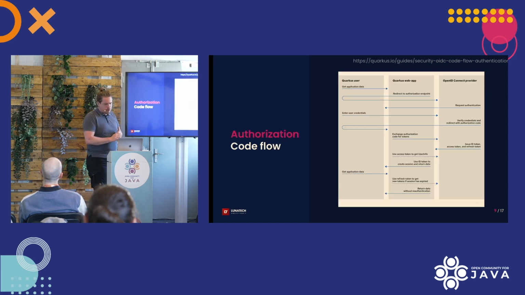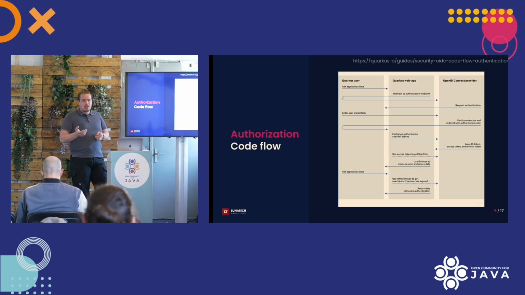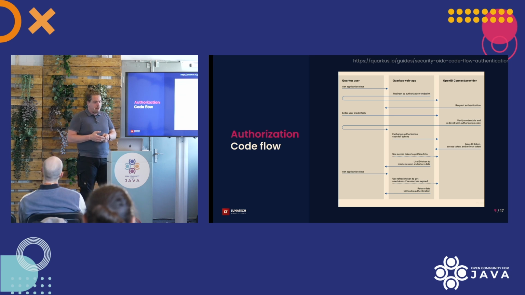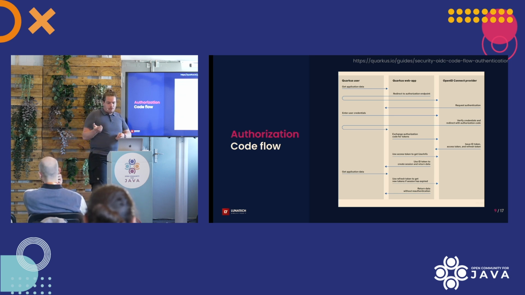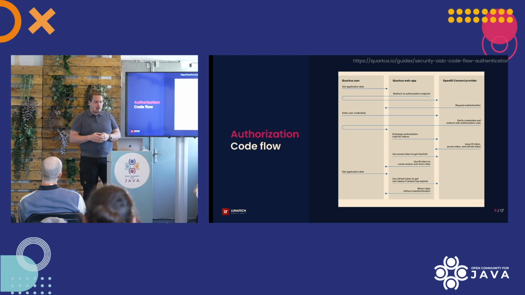If you then compare that to the authorization code flow, that's a bit more complex. You see a lot more steps involved here. So if a Quarkus user gets to your application, it detects you're not logged in yet or your session expired, it will redirect you to the OpenID Connect provider, to the authorization endpoint. The OpenID Connect provider might prompt you to log in again. Maybe you're already logged in, but your session expired or you have to re-login. The user enters his credentials, does his MFA, and then he gets redirected back with an authorization code.